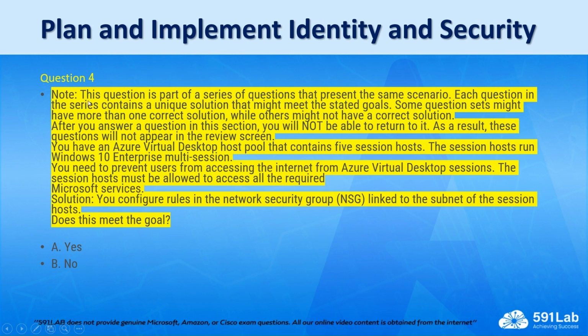Question four is the same question that we had initially. You have an Azure Virtual Desktop host pool that contains 5 session hosts. The session hosts run Windows 10 Enterprise multi-session. You need to prevent users from accessing the internet from Azure Virtual Desktop sessions. The session hosts must be allowed to access all the required Microsoft services. The solution they are providing: you configure rules in the network security group linked to the subnet of the session hosts. This is the perfect answer, as I've demonstrated, that you need to attach the NSG to the subnet, and as a result, all the session hosts that exist within that particular subnet will not be able to access the internet as per the rule policies that have been set within that NSG.